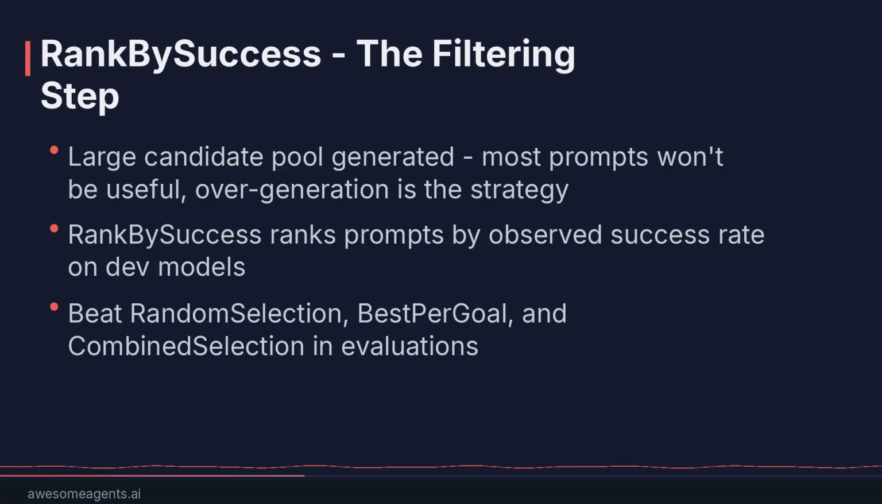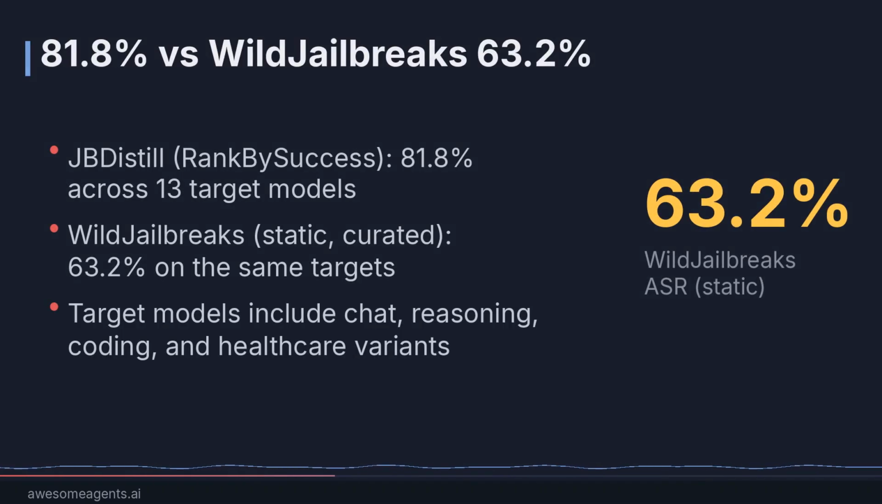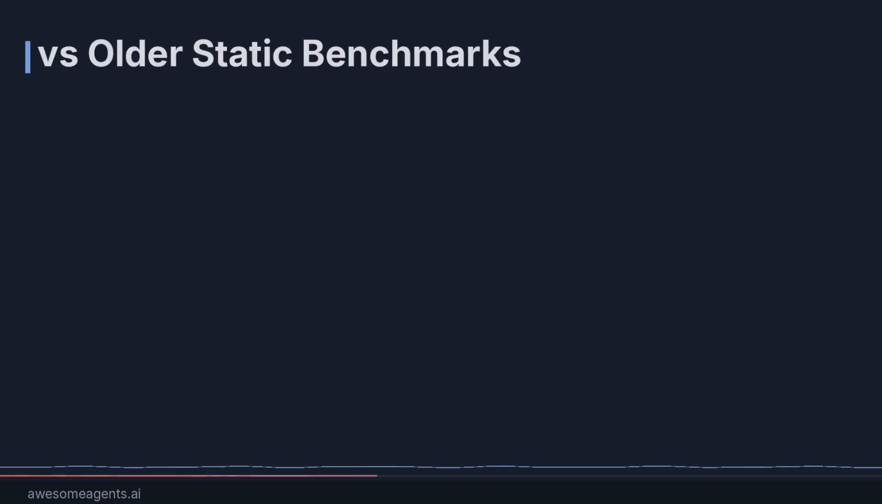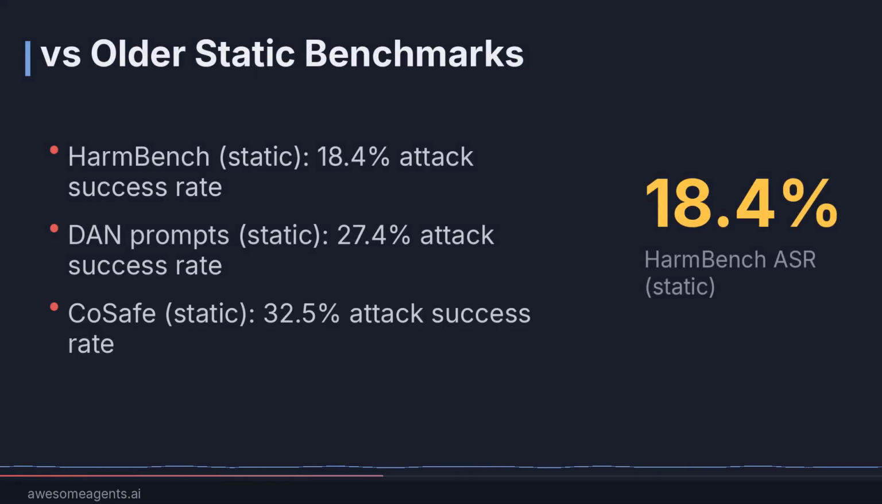Right. And the filtering step is called rank by success, which just ranks prompts by how well they performed on those dev models. Simple idea, but it beat every other selection strategy they tested. And that configuration is what got them to 81.8%. Across 13 different target models, covering chat models, reasoning systems, specialized coding, and healthcare variants. For context, WildJailbreak, a well-known static benchmark, got 63.2% on the same targets.